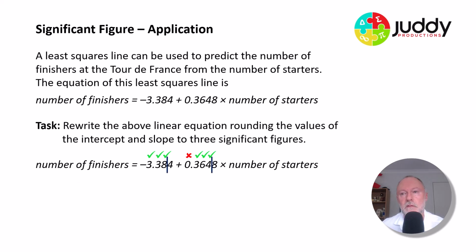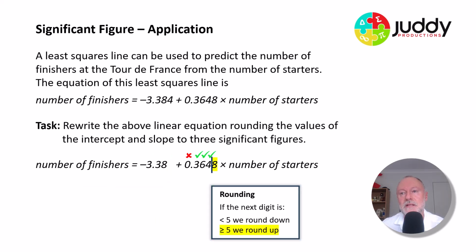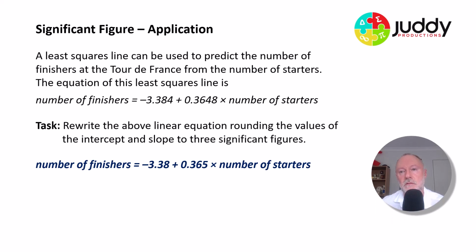Let's look at our rounding. First of all, for the y-intercept, the next digit after our 3 significant figures is a 4, and that's less than 5, so we round down, meaning we leave it as negative 3.38. Let's consider the gradient. The next digit after our third significant figure is an 8, so that's greater than 5, so we round up. So our 0.364 becomes a 0.365. So there we have it. There's our linear equation rewritten so that the intercept and the slope have only 3 significant figures.